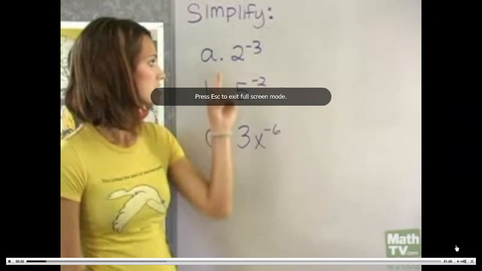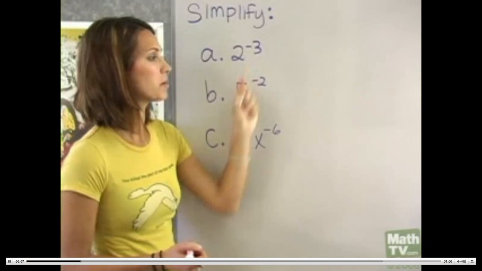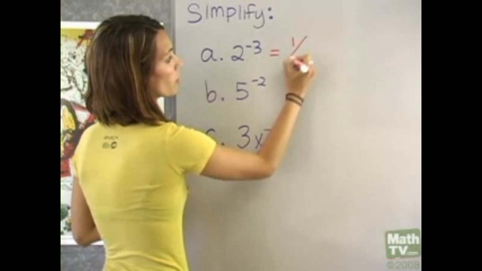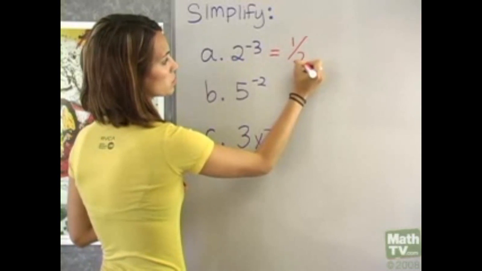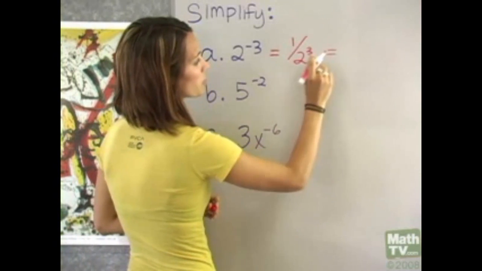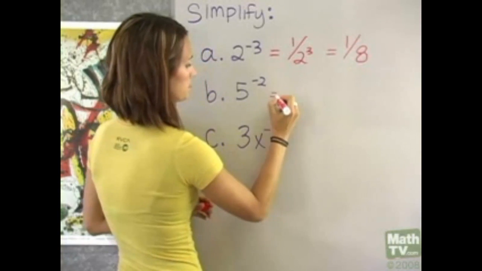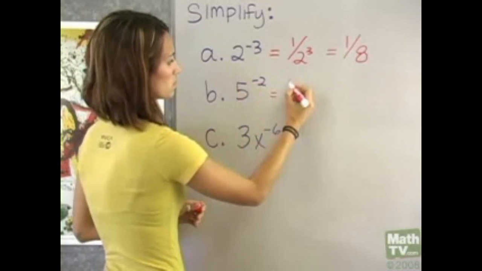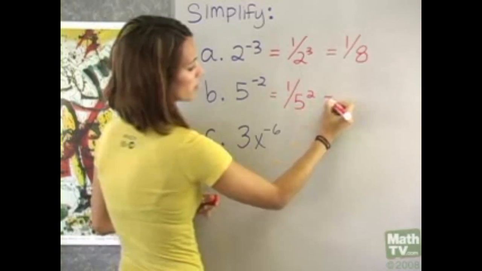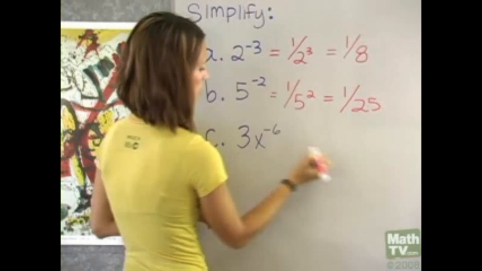Alright, in this example we want to simplify the following expressions. And remember, if you have a negative exponent, it actually can be written as 1 over what that is, so 2 to the negative third becomes 1 over 2 to the third. And 2 to the third is 8, so this is 1/8. And this is also 5 to the negative 2, so we just write that as 1 over 5 squared. 5 squared is just 25, so this is 1 over 25.